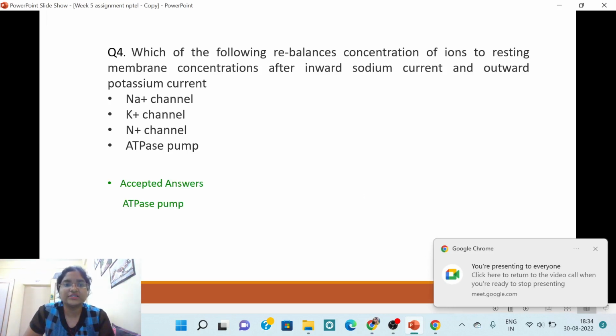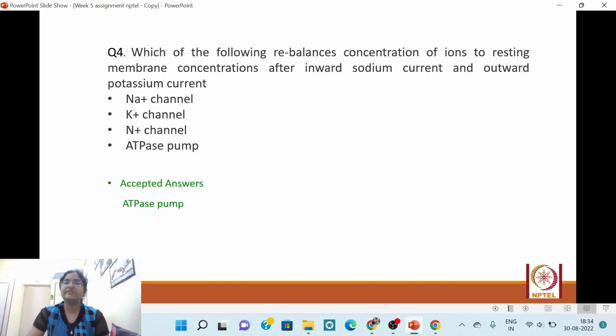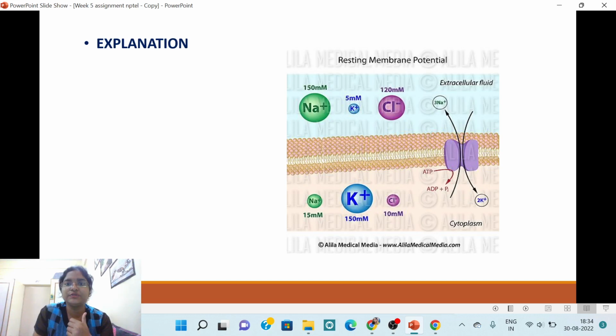So the correct answer is D. Most of you have given the correct answer, I guess. The ATPase pump is the one which rebalances the concentration of ions across the membrane. As I have told before, the concentration of Na plus ions is more in the extracellular fluid, and K plus ion concentration is more inside the cell.